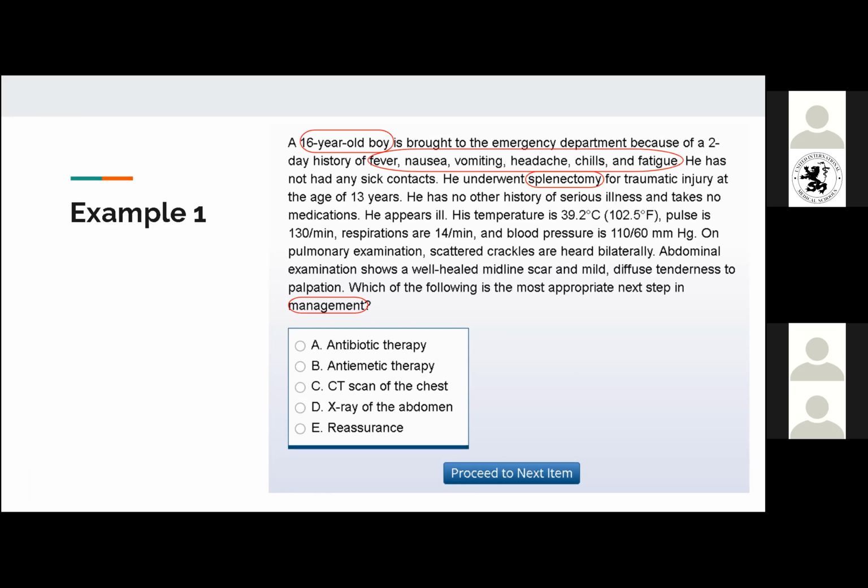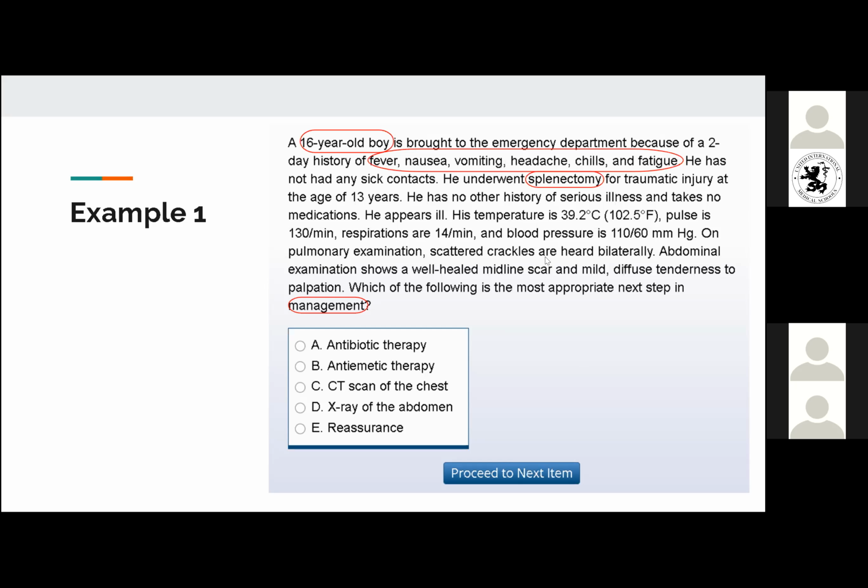So let's extract some important information. We have a 16-year-old boy. He has fever, nausea, vomiting, headaches, chills, and fatigue. So he's very sick. He has not had any sick contacts. And a very important aspect of his history is that he underwent a splenectomy for traumatic injury at the age of 13. So he's a patient who's had a splenectomy. The rest is not really that useful, but he has a fever, he has crackles in his lungs, and he has abdominal pain.